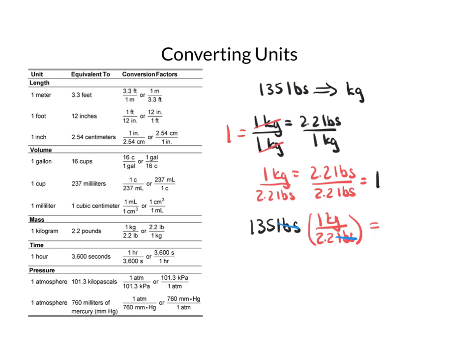So now what I need to do is just look at the numbers here. So I need to take 135 and divide by 2.2. And when I do that division, I get 61.4. And now I have to pay attention to the units also. So the pounds divided out, but I still have kilograms up here. So now my units are kilograms. And so 135 pounds is equivalent to 61.4 kilograms. And that's how I would convert one unit to another unit.